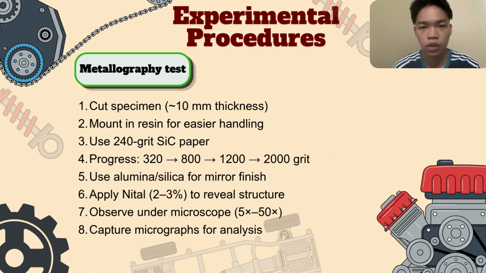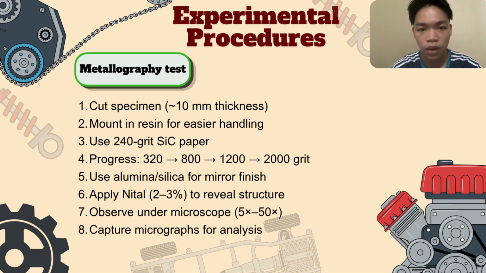The metallography test. First, we cut the specimen to a thickness of approximately 10 mm, and then we mount it in resin for stability. Then we begin the grinding phase using 240 grit silicon carbide paper and progressively move through finer grits from 300, 600, 800, 1200, and finally 2000 to achieve a uniform flat surface.